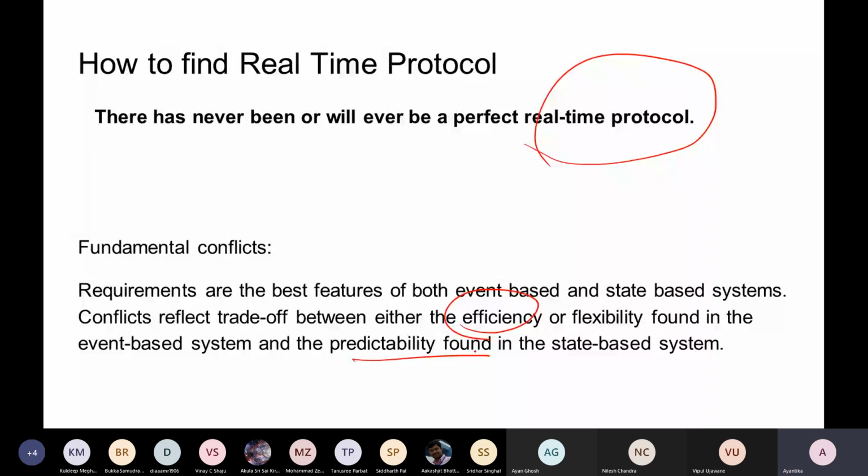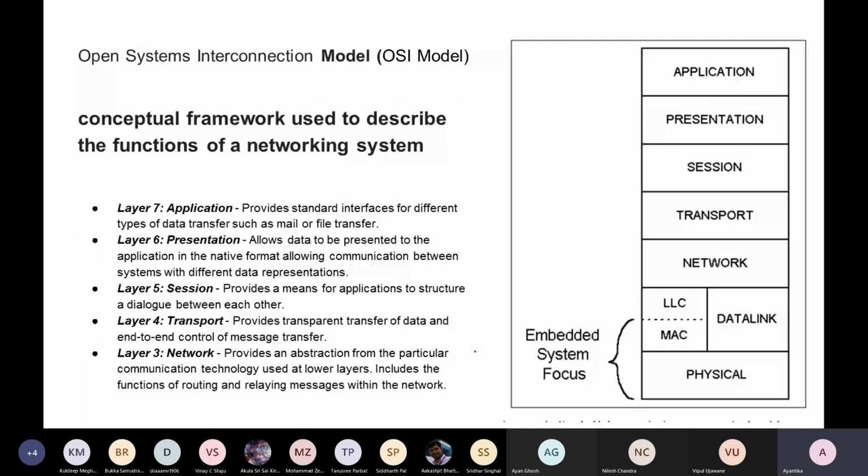Now before we go to the specific embedded communication protocols, this is a very basic framework. I think whoever has done any course or has any information related to communication or networking, they know this OSI model. Okay. So the open systems interconnection model is a very fundamental model that describes the functions of any networking system. Okay. So in the model, we have divided our task into a few layers, and in those layers we have specified what all we have to do step by step.